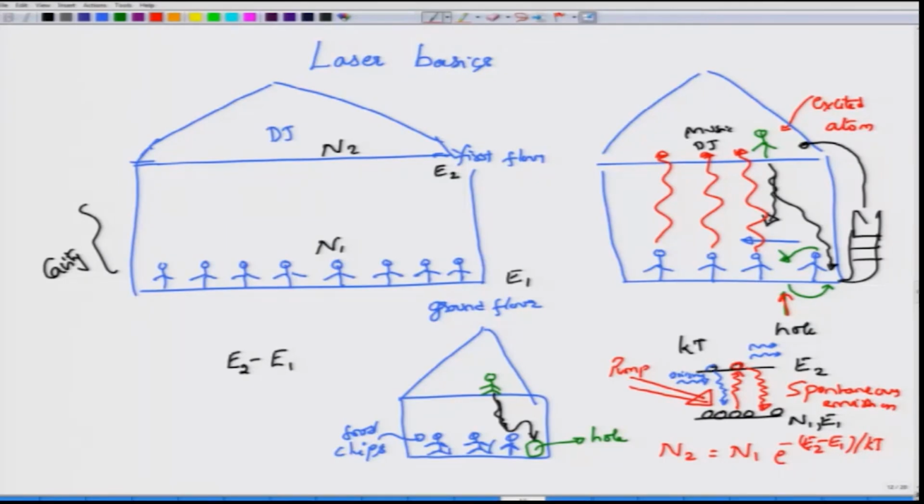So, the condition is that N2 will be sparsely populated, but when you pump and then excite, it is possible for you to create a situation where N2 will be greater than N1, okay, or the difference N2 minus N1 will be greater than 0. We denote this difference N2 minus N1 by delta n and call this delta n the population inversion.